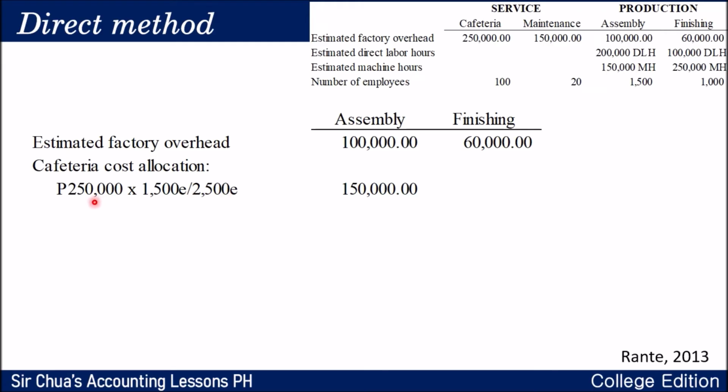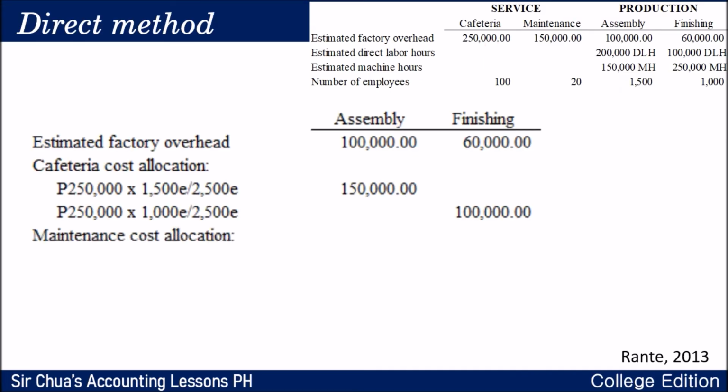Kaya po tinawag na direct method, direkta mo lang siyang i-allocate. So, for assembly department is 150,000. You do the same for finishing department, which is 250,000 multiplied by 1,000 naman po. Ito po yun, 1,000 employees divided by the total number of employees in the production process, which is 2,500 employees. So, you just simply multiply this and you get 100,000. So, magpapantay po yan, 150 plus 100, yun po yung inallocate nating 250. So, tapos na po tayo mag-allocate from the cafeteria costs.